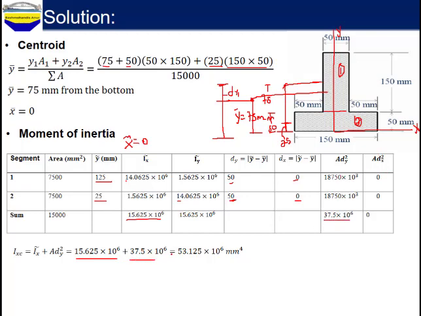37.5 times 10 to the power of 6 mm to the power of 4. Finally, Ix centroidal is 53.15 times 10 to the power of 6 mm to the power of 4. Okay. Iy centroidal, the moment of inertia about the centroidal y axis, equals I tilde y plus A dx square. This term is 0 now. So let's see the moment of inertia about the centroidal y axis. Finally, here it is: 15.625 times 10 to the power of 6 mm to the power of 4.